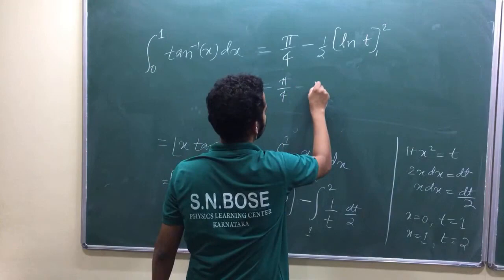In a definite integral, there will be no integration constant. After substitution of limits, this is a kind of area under the curve, so you should get some exact value. There will be no arbitrary constant, so don't put any c here. Pi by 4 minus log 1, which is 0, so the answer is log 2 by 2. Try to do it again.